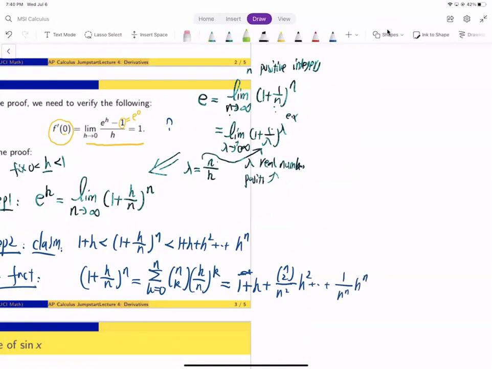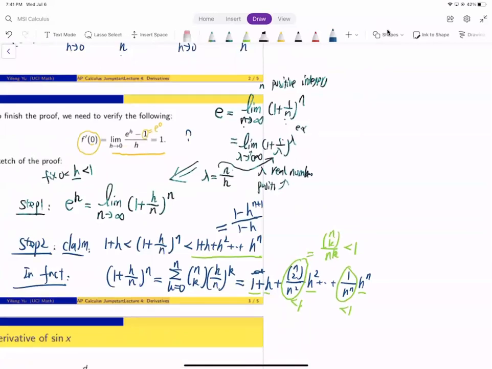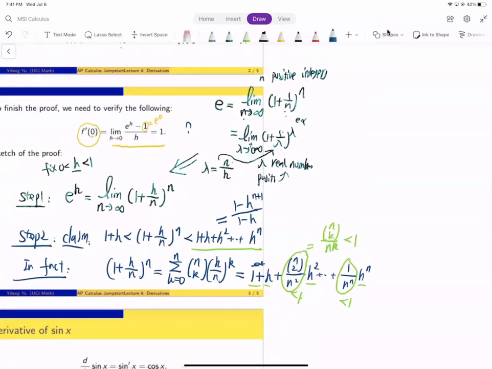Now, if you look at each coefficient, which is n choose k over n to the power k, it's very easy to see this is less than 1. So this is less than 1, this is less than 1, then you just get those terms, and it's less than this sum. Now we can calculate this one out. So this is just 1 minus h to the n plus 1 over 1 minus h. Okay, we verify that.